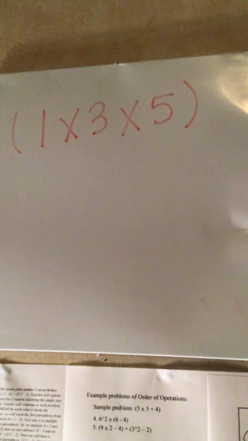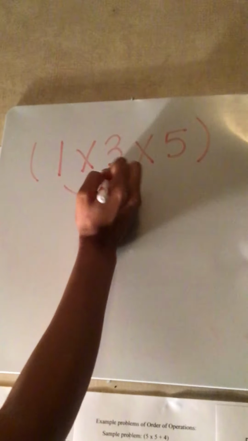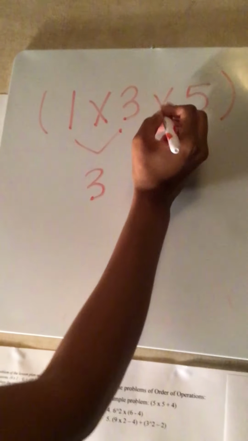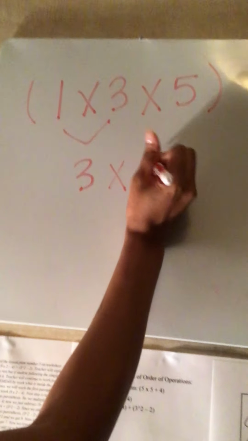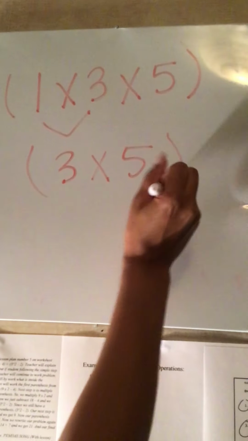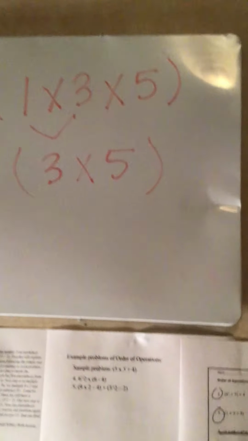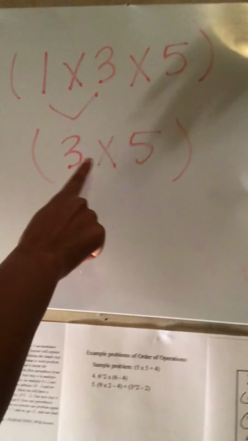The next step after that is multiplication and division. We have no division. We do have multiplication. So we simply multiply left to right. First we're going to multiply 1 times 3. That gives us 3. Bring down our multiplication sign and our 5. We're still inside our parentheses, and we simply multiply 3 times 5.